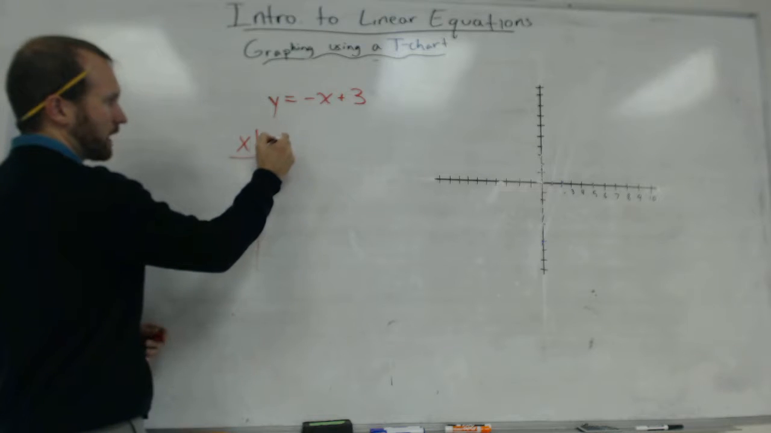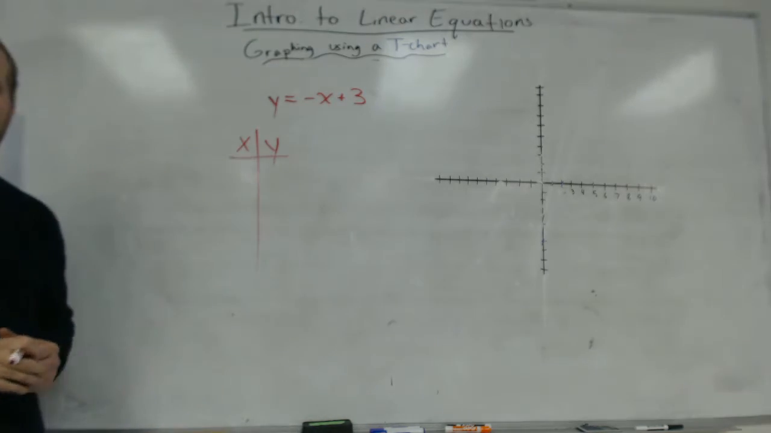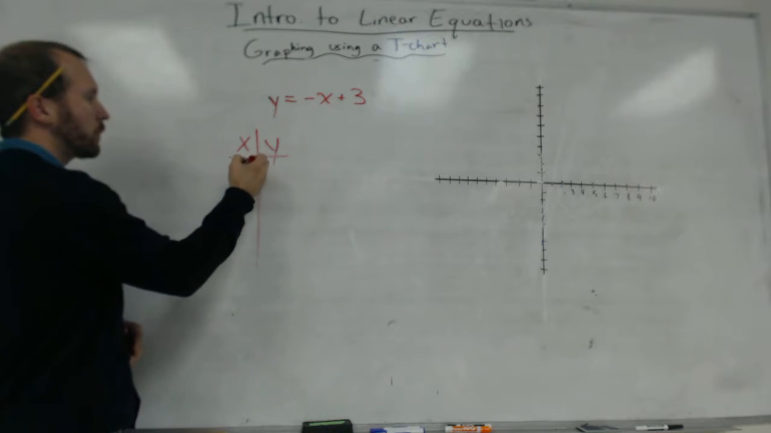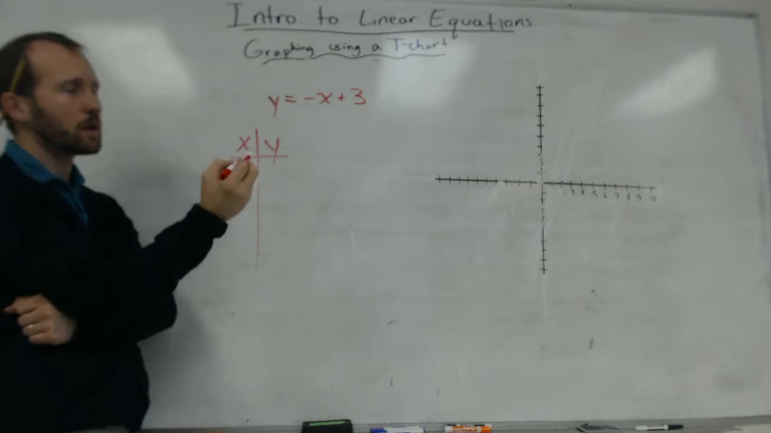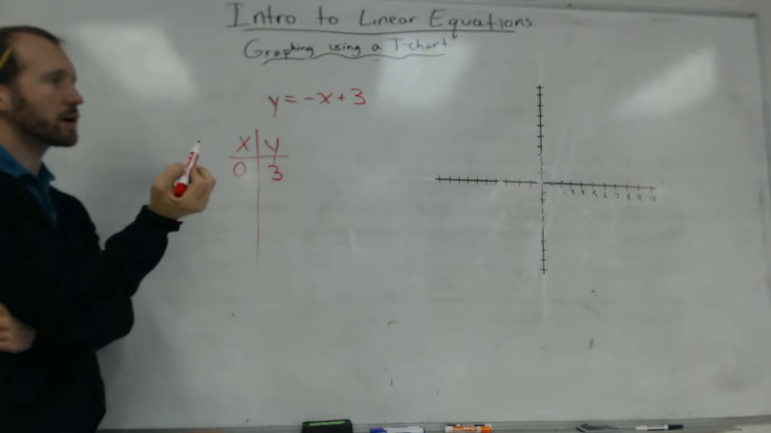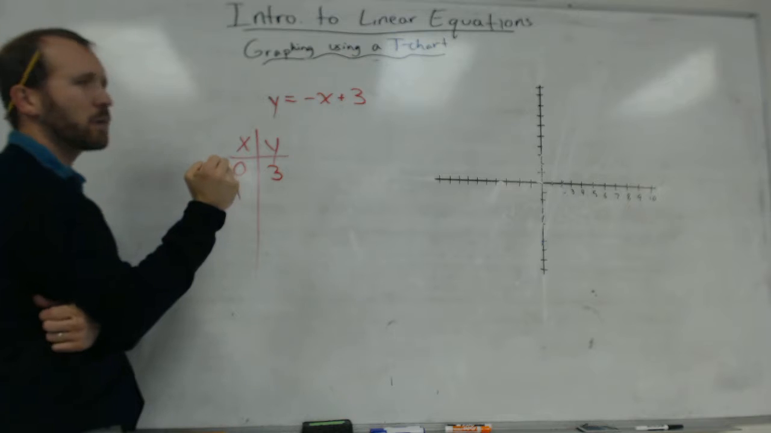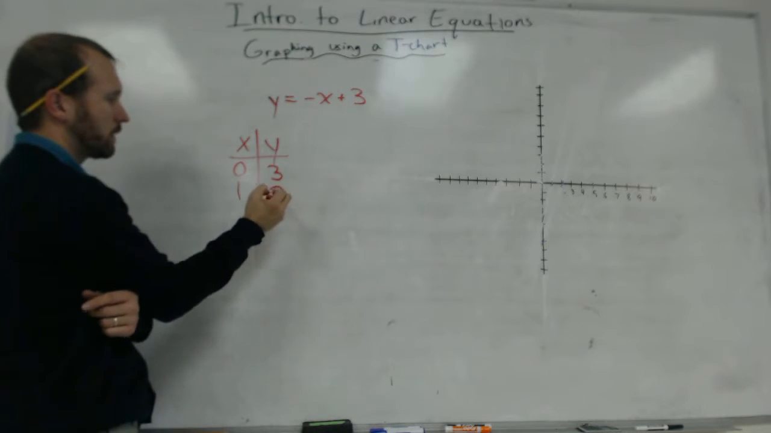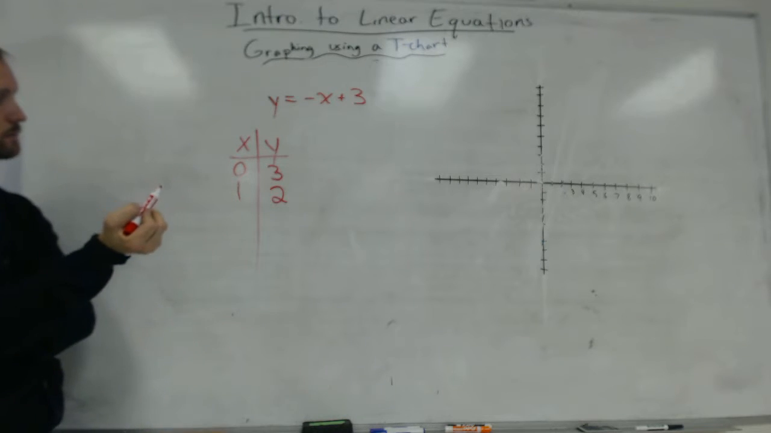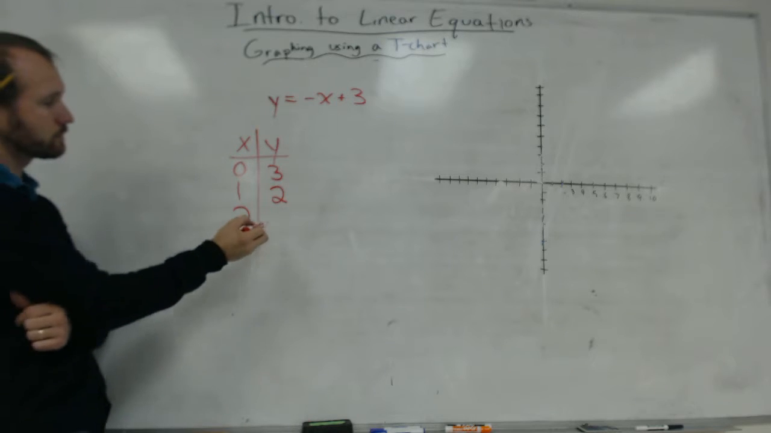Step 1, make a t-chart. What's a good number to plug in for x? 0. Okay, what would y be? 3. What's another number I could plug in for x? 1. What would y be? 2. What's another number I could plug in for x? 2. What would y be? 1.